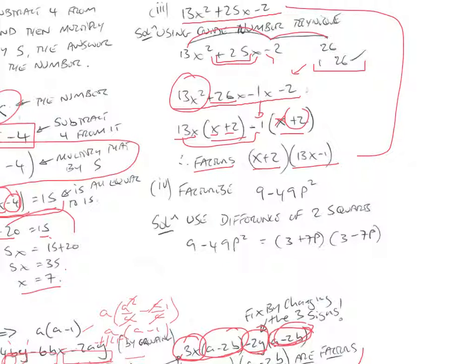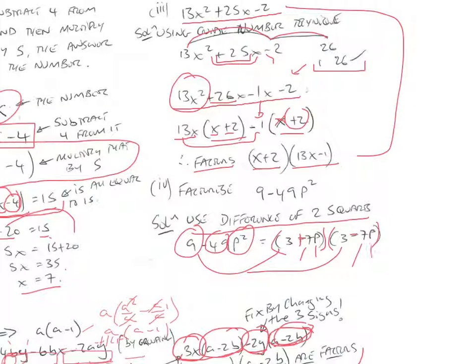Factorise 9 minus 49p squared. So we'll solve this using the difference of two squares. So we'll just write our two brackets, and our plus and our minus. We'll find the square root of that term is 3 and 3, and the square root of 49 is 7 and 7, and the square root of p squared is p and p.